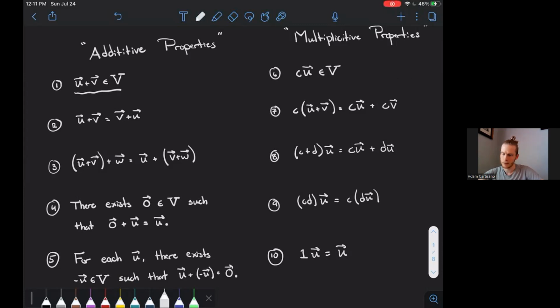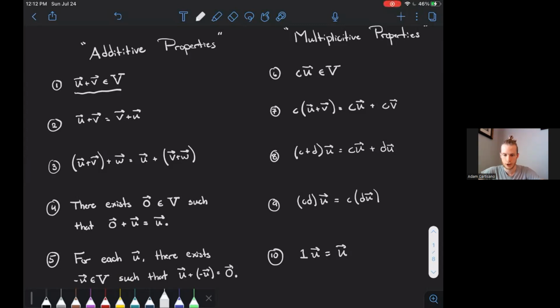Properties 7 and 8 are the familiar distributive properties. If I have a scalar multiple of the sum of two vectors, I could scale the vectors individually first and then add. Similarly, if I have the sum of two scalars times a vector, I could scale that vector by each of those two scalars and then sum. Those are both the distributive property for scalars and for vectors.